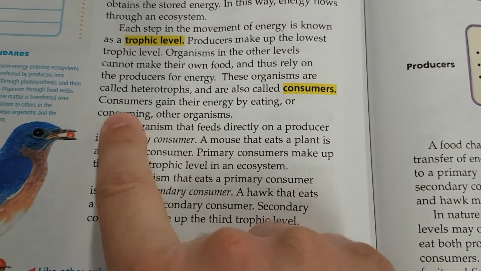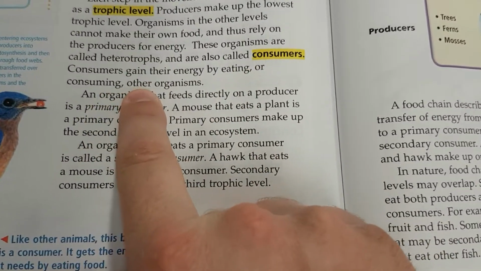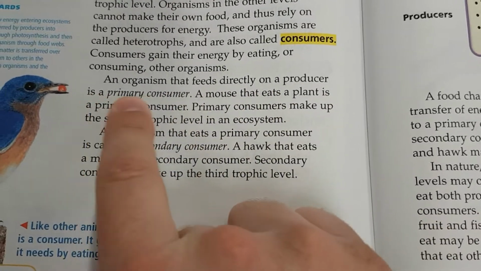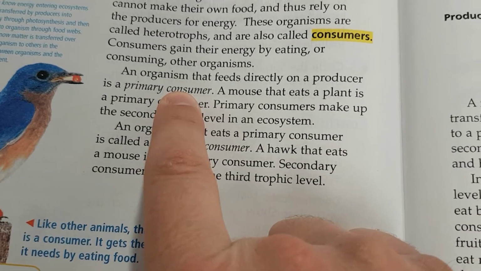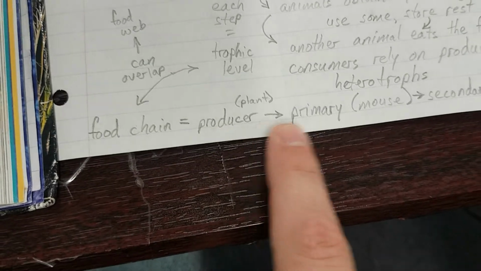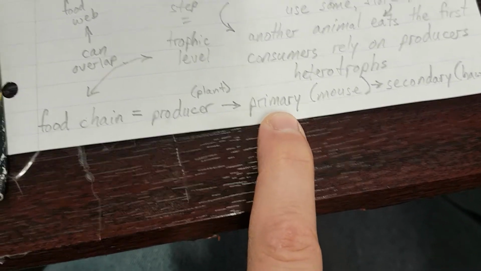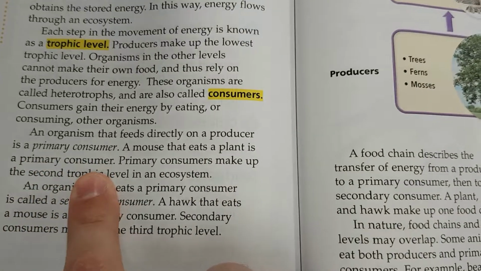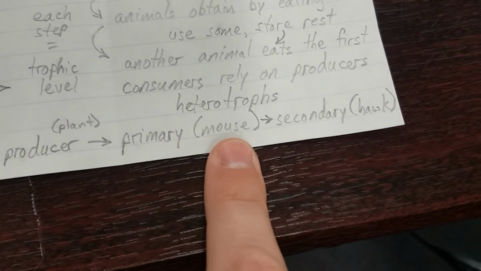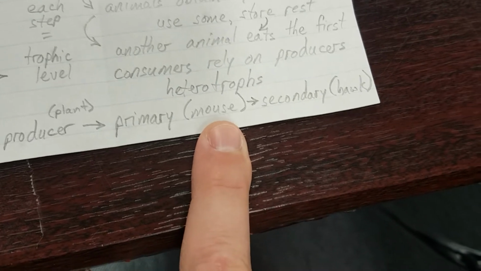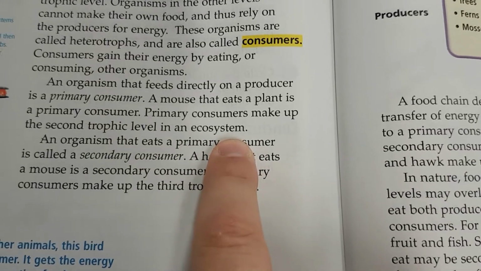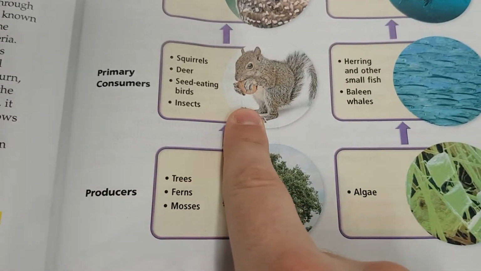Okay, let's see. Consumers gain their energy by eating or consuming other organisms. An organism that feeds directly on a producer is a primary consumer. So, producer, arrow, primary. In the middle. Give yourself space. You can see what's going on. You're going to need space. A mouse that eats a plant is a primary consumer. So primary, parentheses, mouse. Primary consumers make up the second trophic level in an ecosystem. First level, second level.